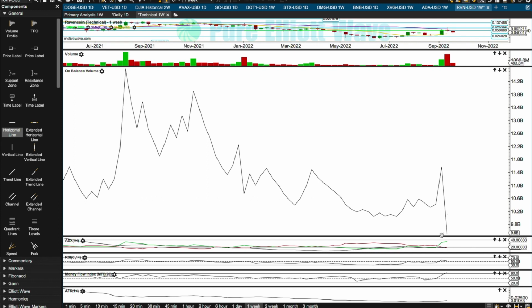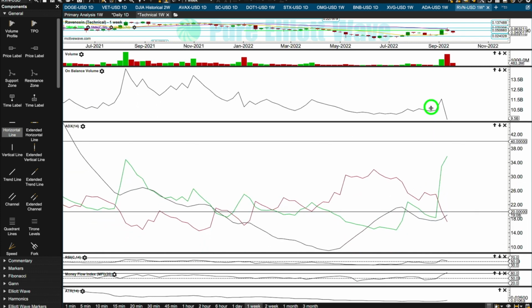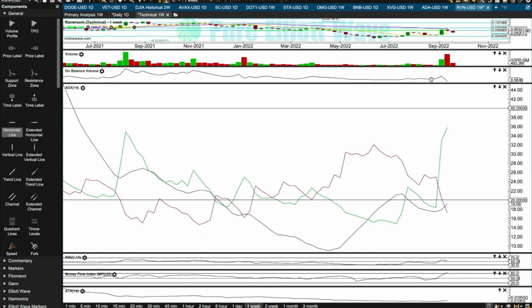So on-balance volume with its divergence, I'd rather use it with trend lines, but I will look at divergence as well. I'm just not going to give it as much weight as I will looking at divergence between price and RSI and price and money flow index.